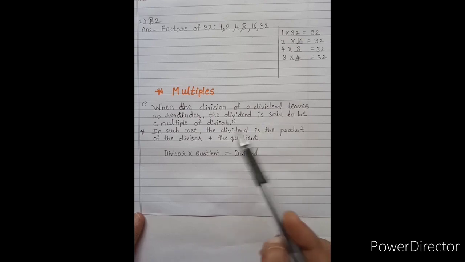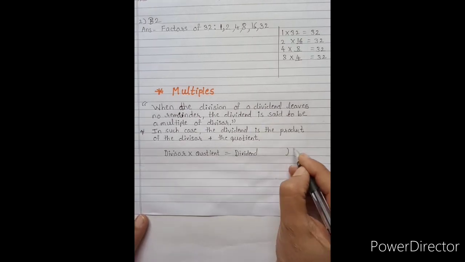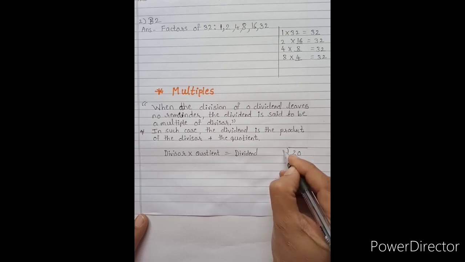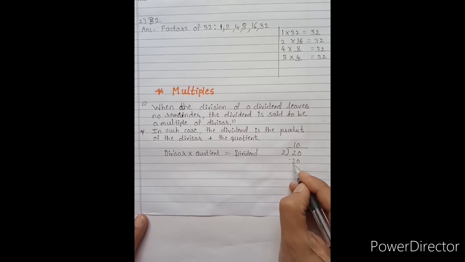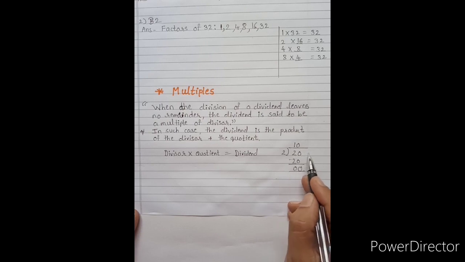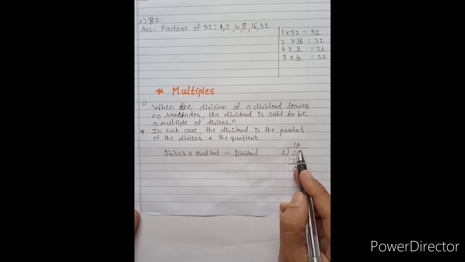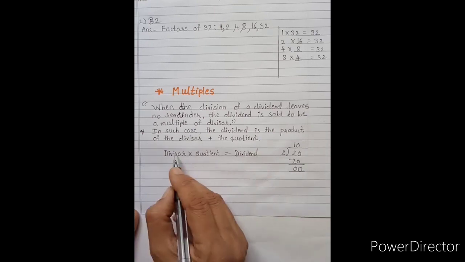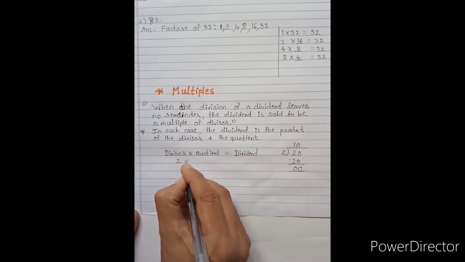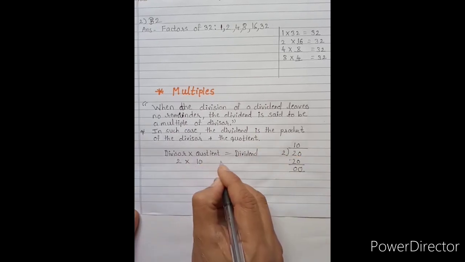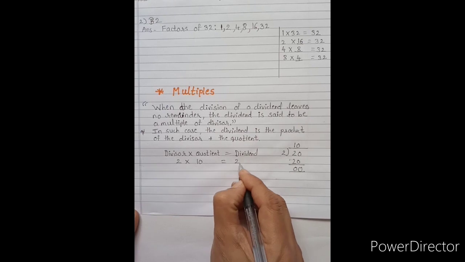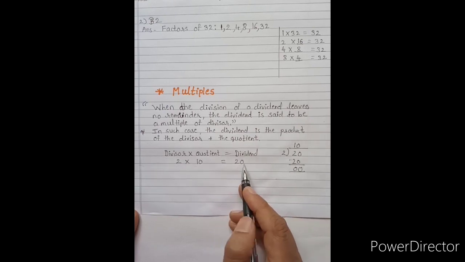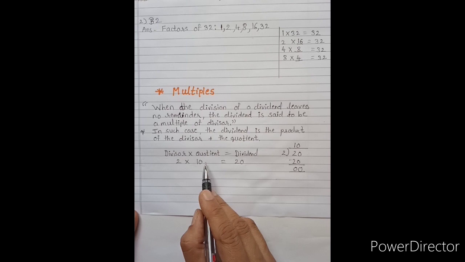Let us take an example. If you divide 20 by 2, the quotient is 10. 2 tens are 20 and the remainder is 0. You know that 20 is the dividend, 2 is the divisor and 10 is the quotient and the remainder is 0. So the divisor is 2 into the quotient 10. So what is our dividend? 20. So 20 is a multiple of 2 as well as 10.